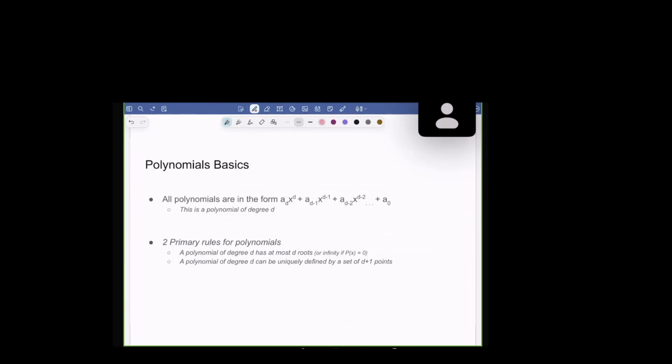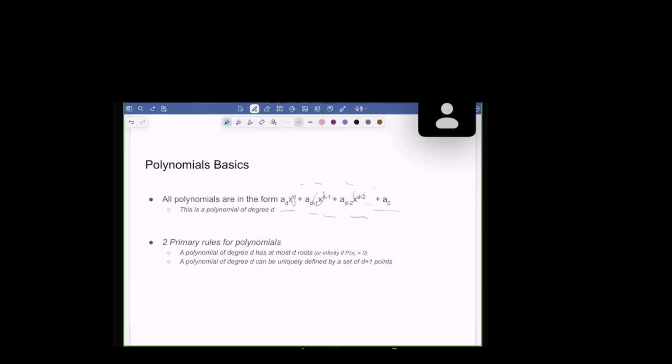So for polynomials, if I say a d-degree polynomial, I'm just saying the first term is going to be, say, some coefficient times x to the d, which is the d-degree polynomial, all the way up till your lonely coefficient a0. There are 2 rules you need to know. A polynomial of degree d has at most d roots. Roots are just like in this guy, and so on.